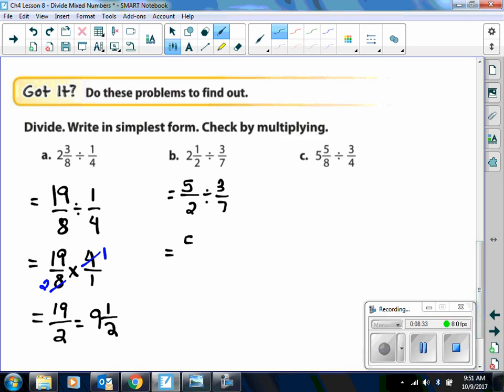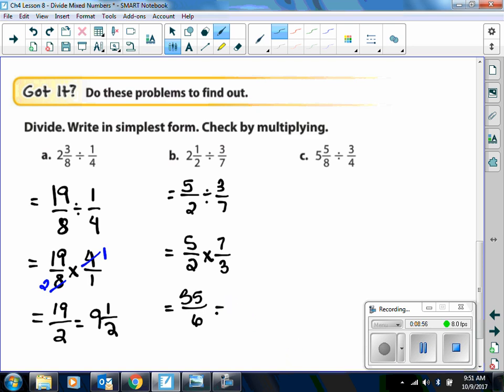And we have 5 halves times, this becomes 7 thirds. And it does not look like we can simplify before we multiply. So 5 times 7 is 35. 2 times 3 is 6. And now we change back to a mixed number.